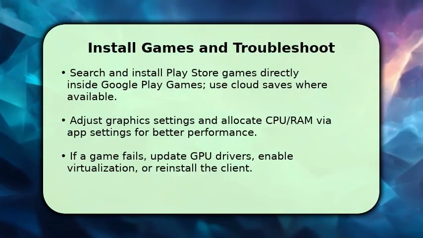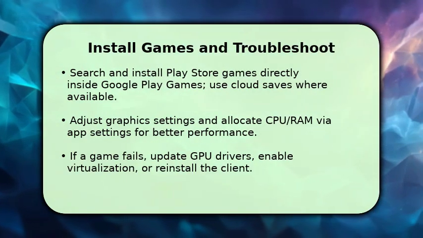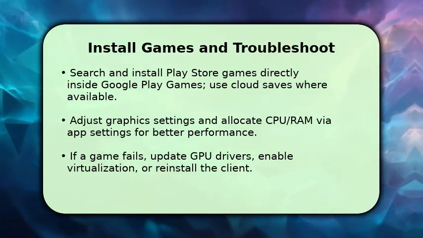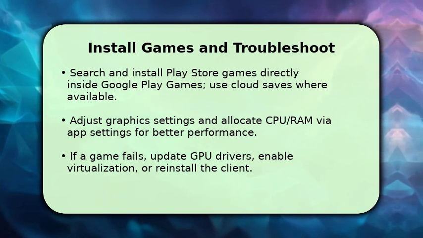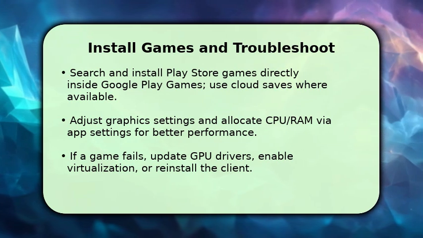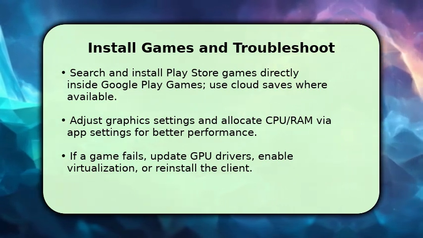You finish by installing games from the integrated Play Store and adjusting settings for performance. Allocate more CPU or RAM in the client and change resolution or frame rate if needed. Once a game installs, use cloud saves and sign into any game-specific accounts to restore progress.